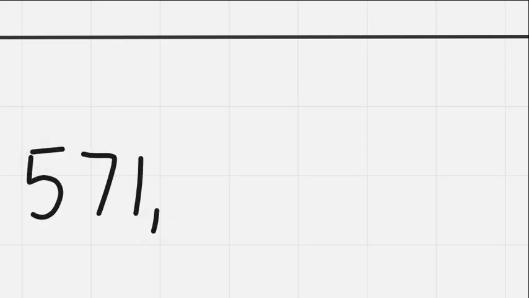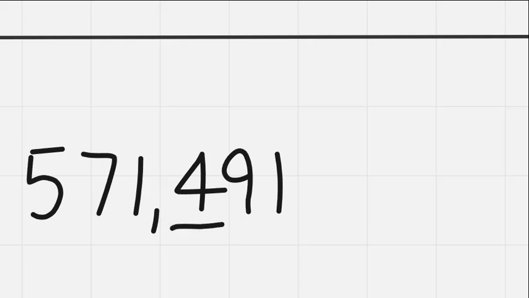The next number we're going to round is 571,491. Please copy this down. Now we need to identify the number in the hundreds place value, which is 4. We will circle the 9 because the 9 will tell us how to round. We can ignore the 5, the 7, and the 1.